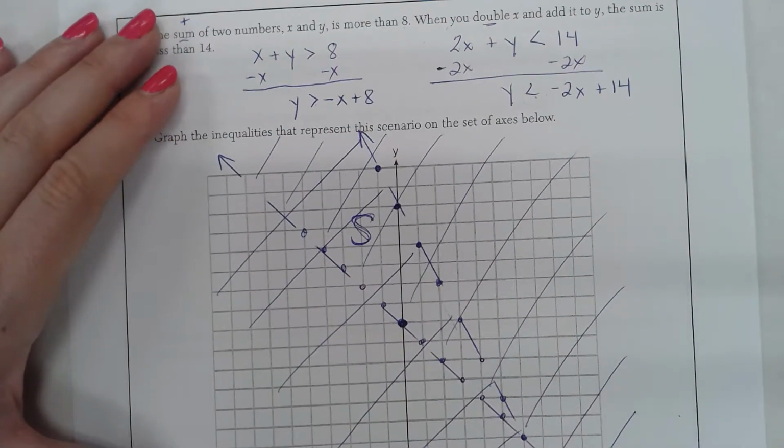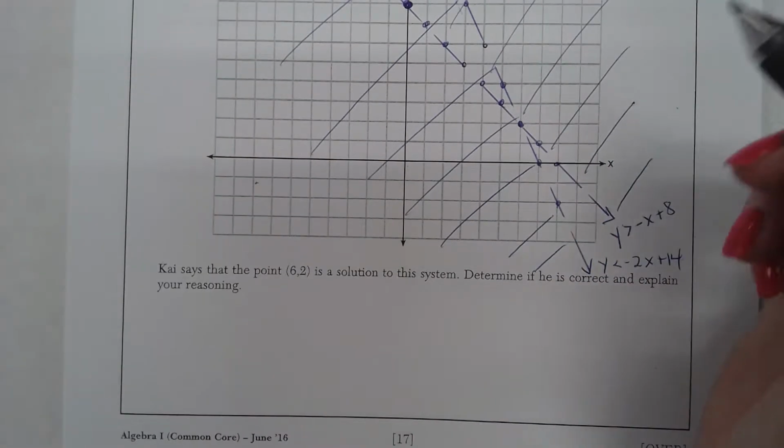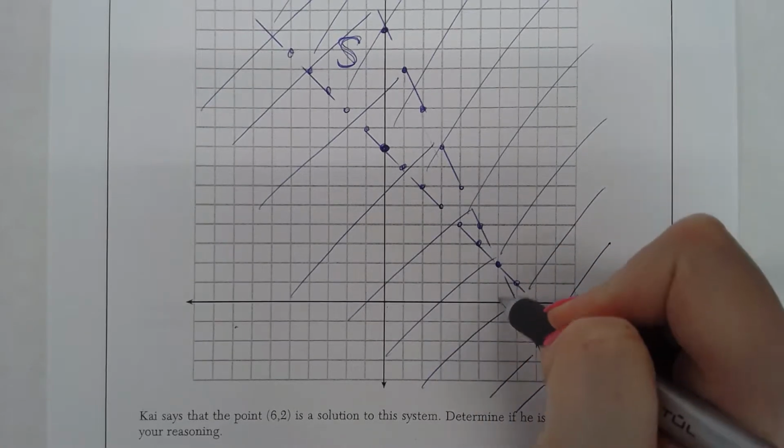Okay. At the bottom, Kai says that the point 6, 2 is a solution. Determine if it is correct and explain your reasoning. Okay. 6, 2. That's this point right here.